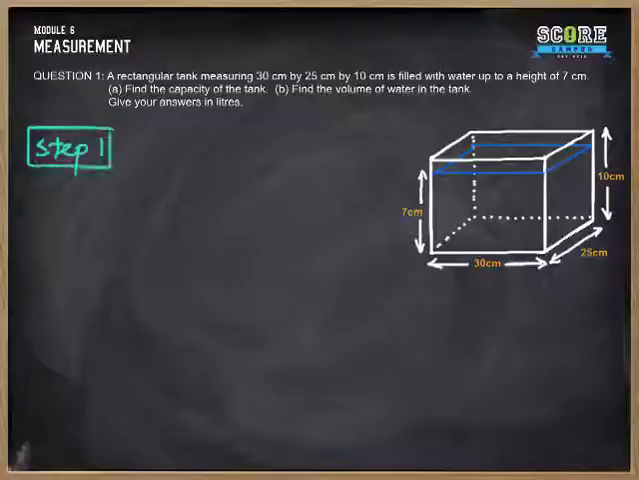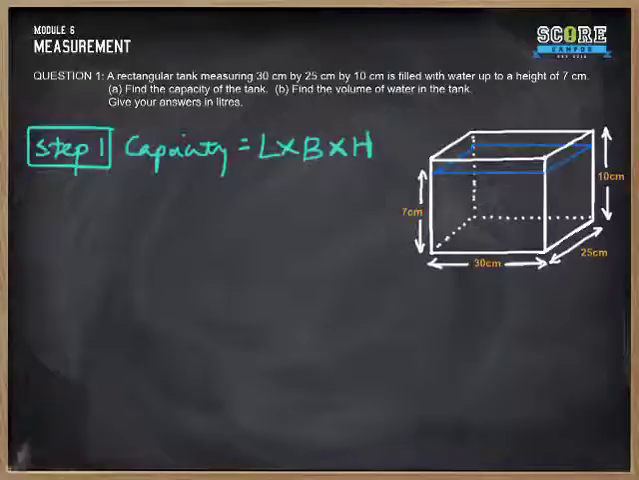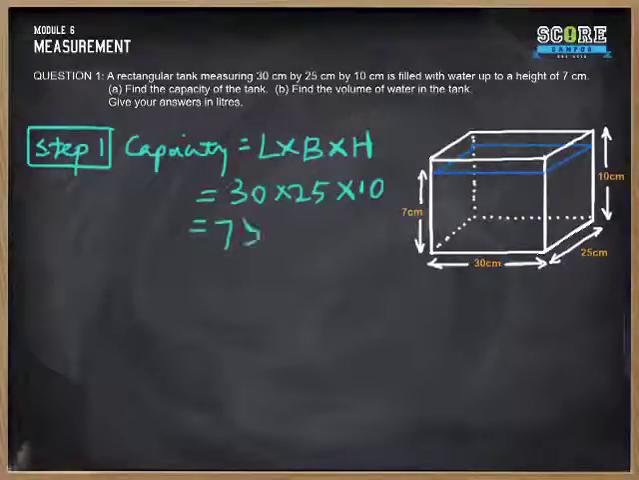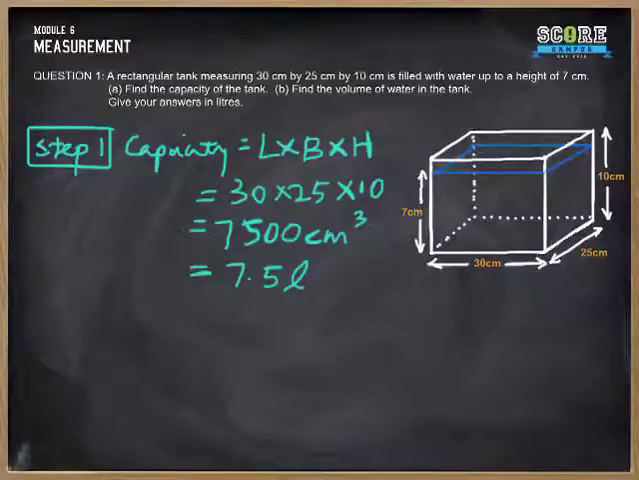Okay, step 1, let's look at capacity, which is total volume of the entire container. So you know this: length times breadth times height. So set it up: L times B times H equals, plug in the numbers that are given. These are the measurements of the container: 30 times 25 times 10, and you get 7,500 cm cube. Your answer is supposed to be in liters, so remember that 7,500 you have to divide by 1,000 to get 7.5 liters. The conversion was already discussed, so that's your answer for part A.